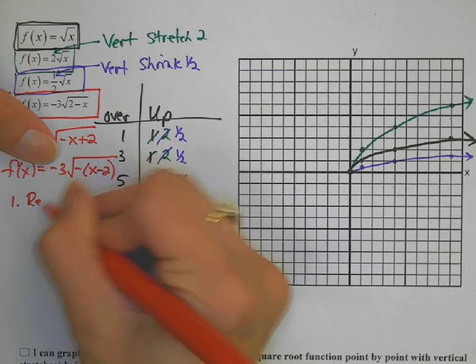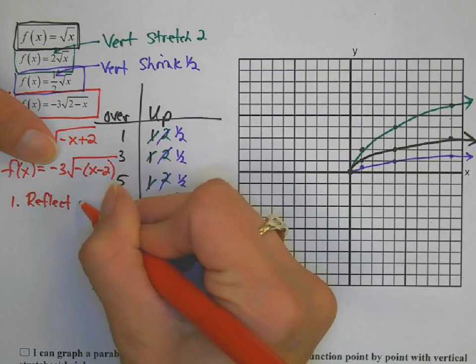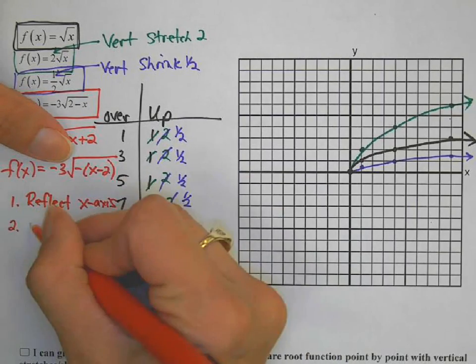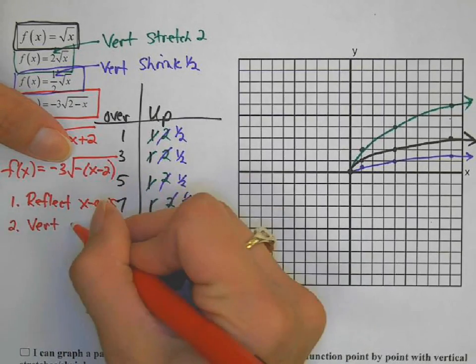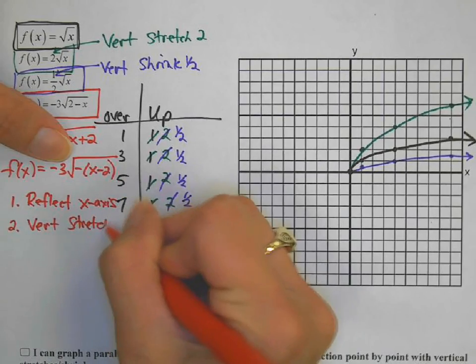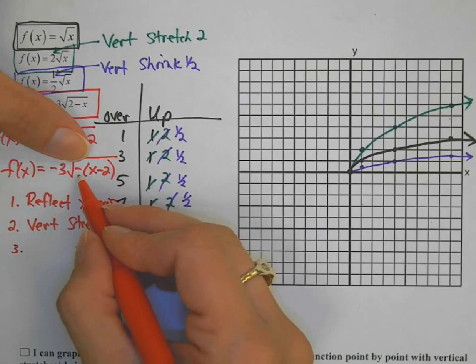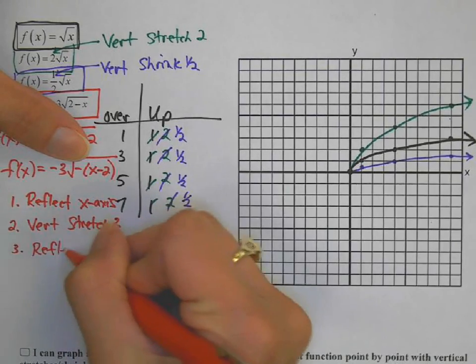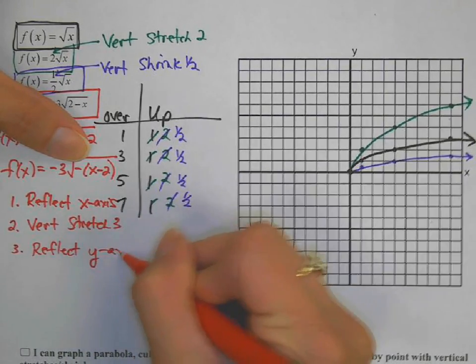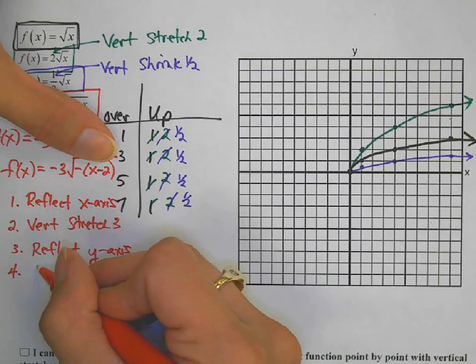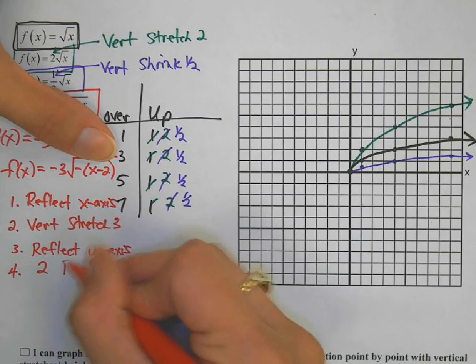This first negative wants us to reflect over the x-axis. This 3 means vertical stretch by 3. What does the negative inside want us to do? That's a reflection over which axis? That's the y-axis. And finally, that minus 2 means that we have to shift 2 units to the right.